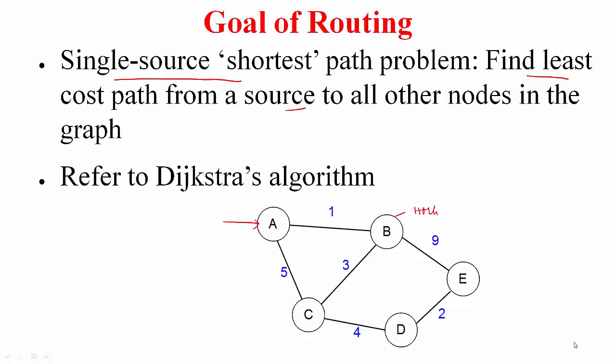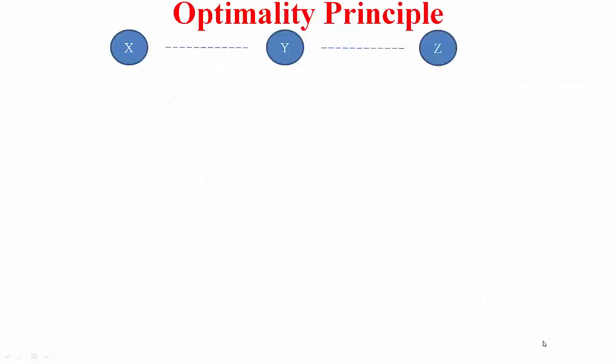So this is a very well studied problem in graph theory. If you have already done this subject, you would have come across Dijkstra's algorithm. But if you haven't done it, I would suggest that you read up on Dijkstra's algorithm. I will not get into the details of these algorithms as part of this course, but I will mention one principle that is employed by many of these routing protocols, that of the optimality principle.